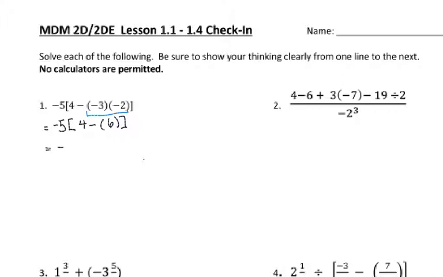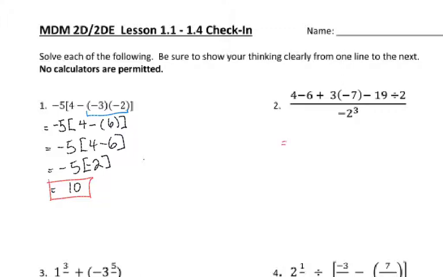So then we have -5 times 4 minus 6, which ends up being -5 times 2 negative. So multiply those two together and we get 10. Now let's take a look at the next problem.